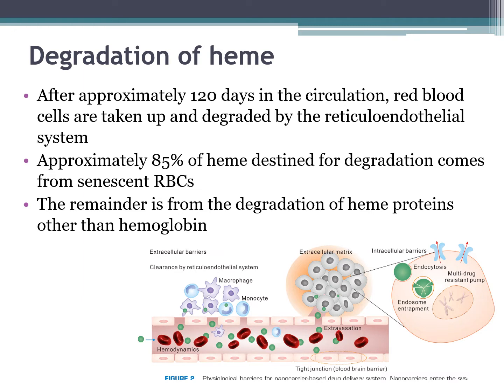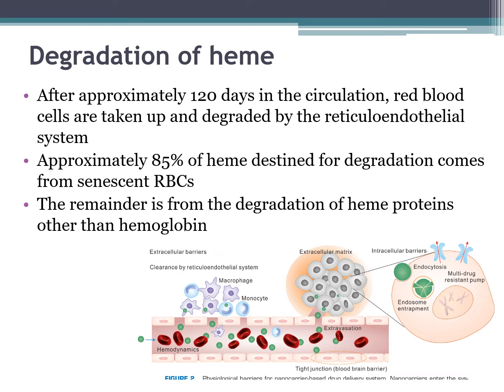So after 120 days in circulation, the RBCs are taken up and degraded by the reticuloendothelial system, and approximately 85% of heme destined for degradation comes from senescent RBCs. Senescent means old RBCs, which have become old. The remainder is from degradation of heme proteins other than hemoglobin.